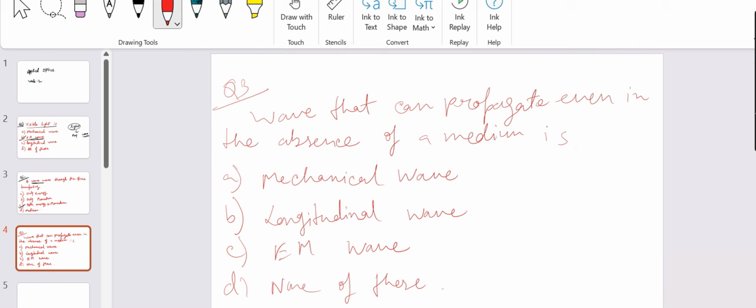So how does a sound wave propagate? When the sound wave propagates, the medium gets compressed, then it is rarefied, and so on. The movement of the medium is in the longitudinal direction of the wave. So that's how it propagates in the medium.